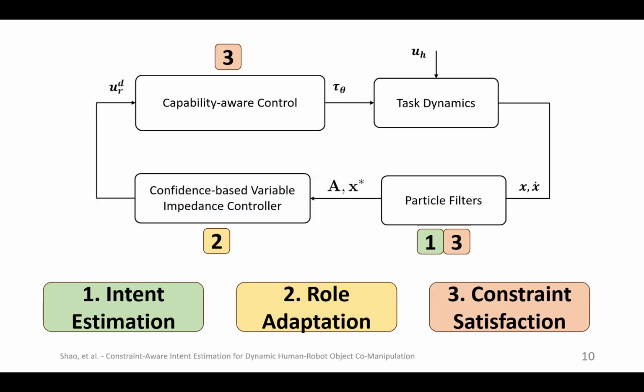Putting it all together, we created a system that adaptively helps human with the estimated intent, while satisfying constraints. We show in the paper that our method is passive under mild assumptions and is closed-loop stable.